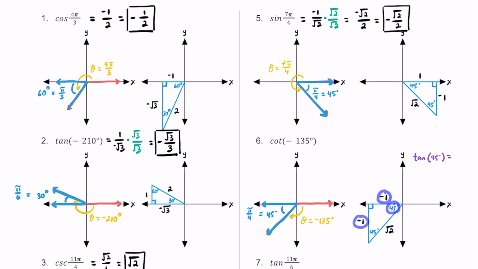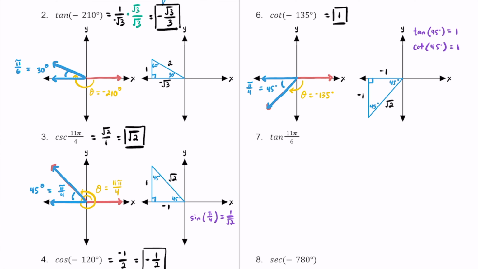So if we know that tangent of 45 degrees here is going to be just positive 1 because it's negative 1 over negative 1, then cotangent of this is just going to be the same thing, right? So cotangent of 45 would be the reciprocal of 1, which is still going to equal 1. So cotangent of negative 135, that's going to equal positive 1. Okay, so hopefully that makes sense, but the reciprocal of 1 is still going to be 1.